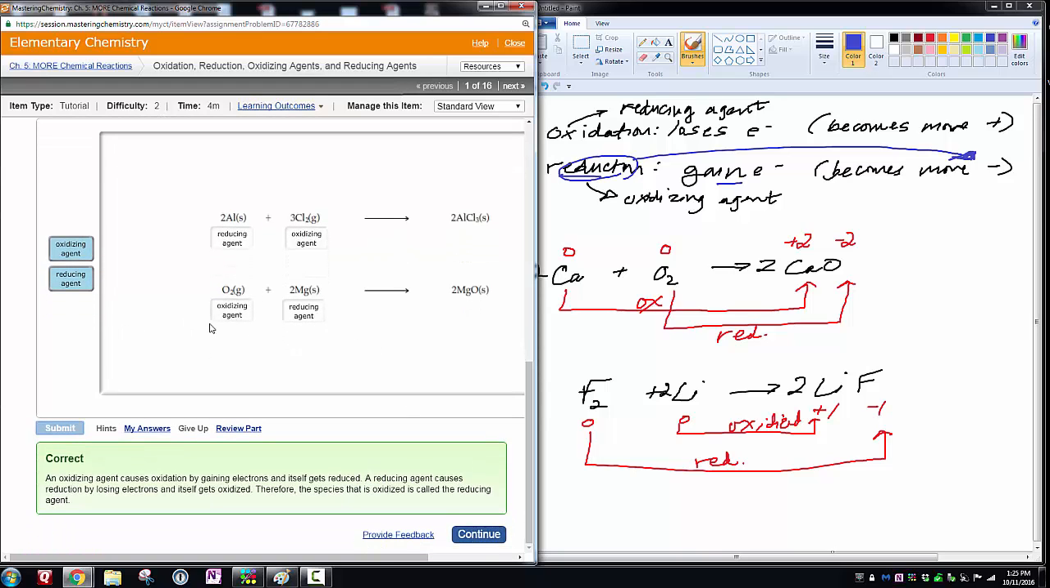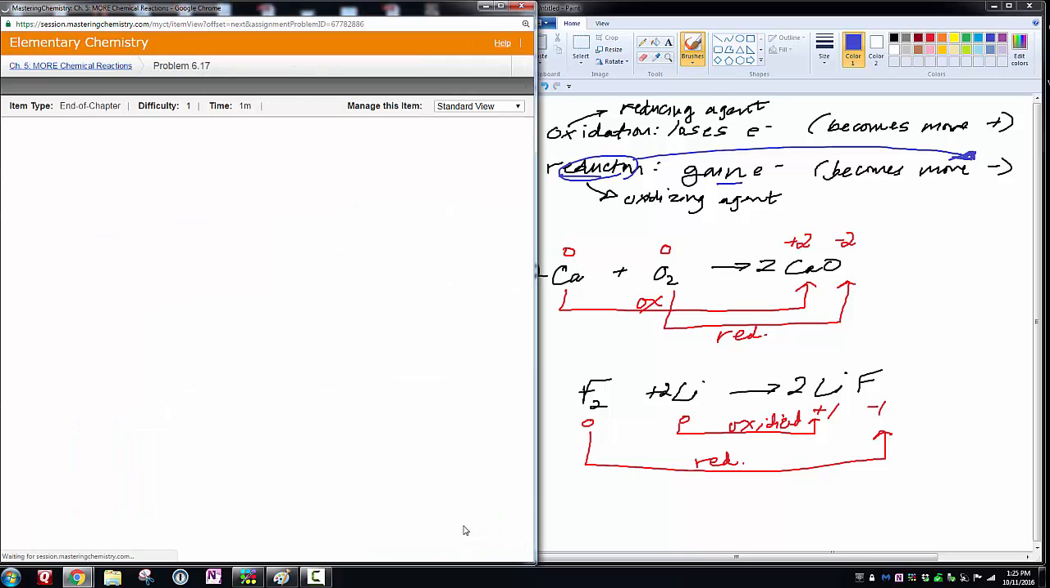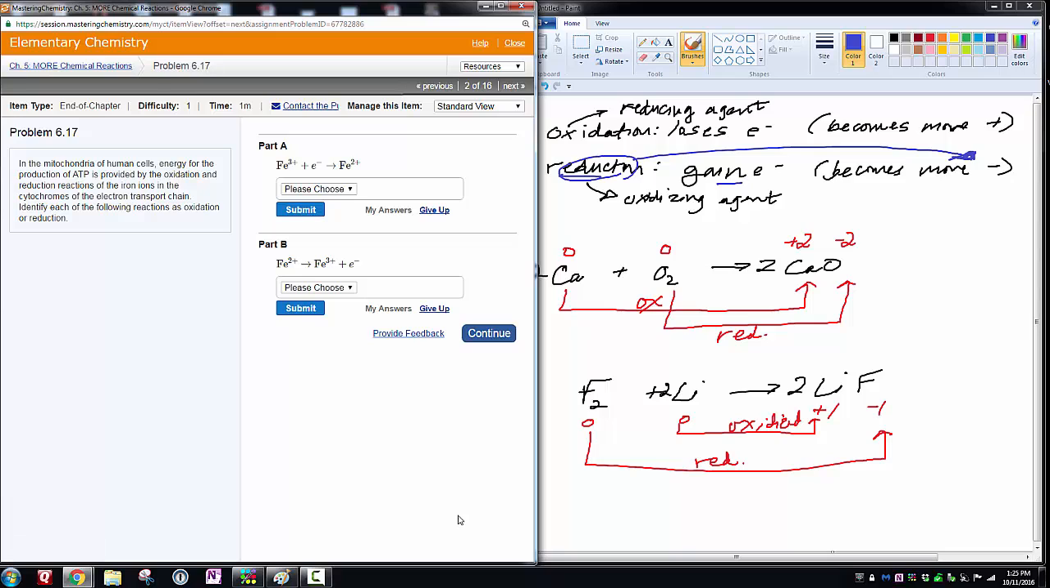Oxygen is called an oxidizing agent because oxygen does this a lot. Not because oxygen is oxidized, but because it's an oxidizing agent. Oxygen in the air will react with lots of metals to make those metal oxides.